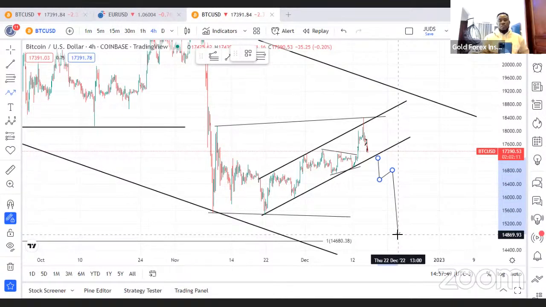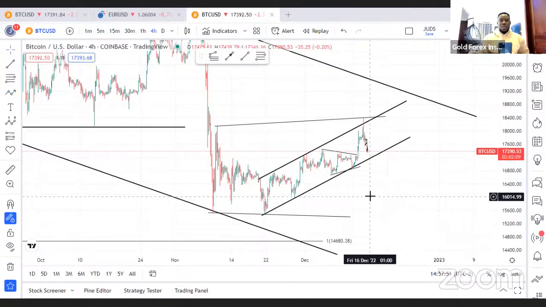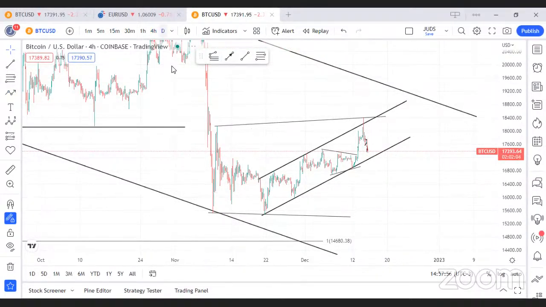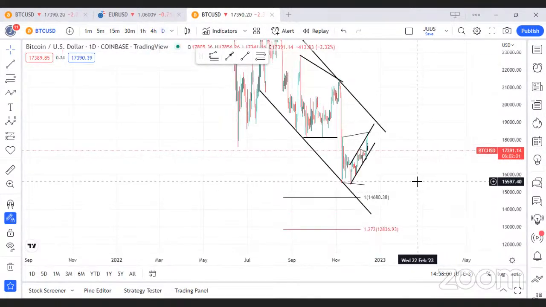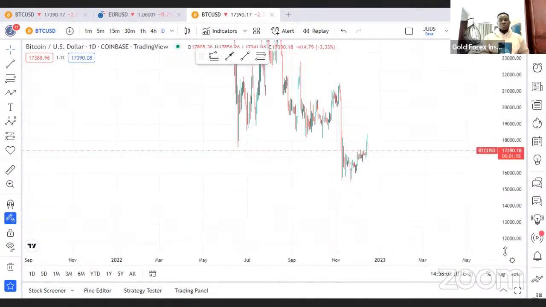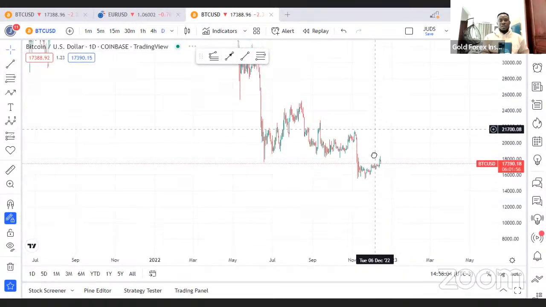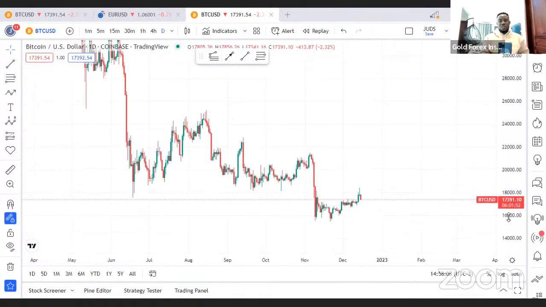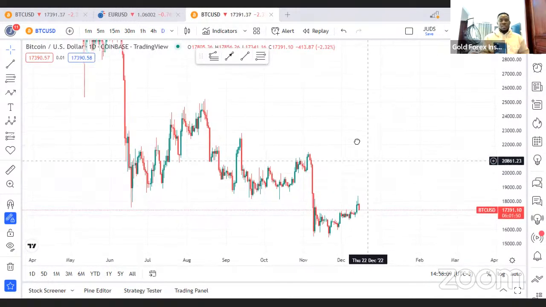Bitcoin, I'm adding it. Let me see the bigger view. I squeeze it and let me see the bigger view. Okay, so impulse correction. I see it.